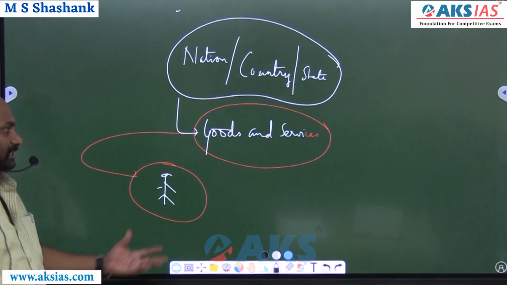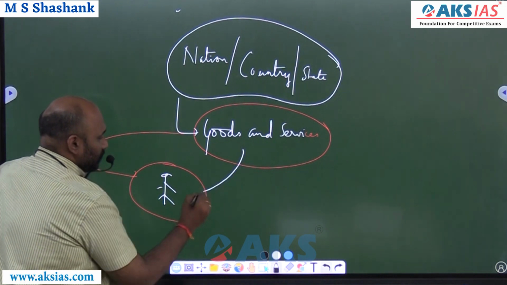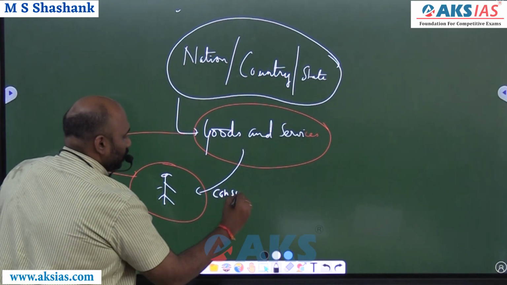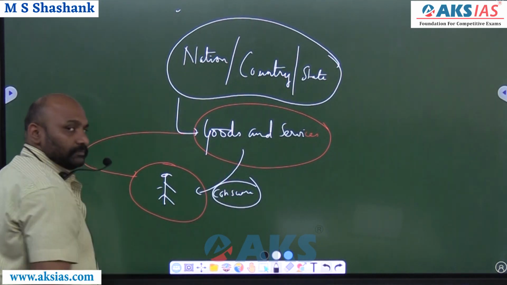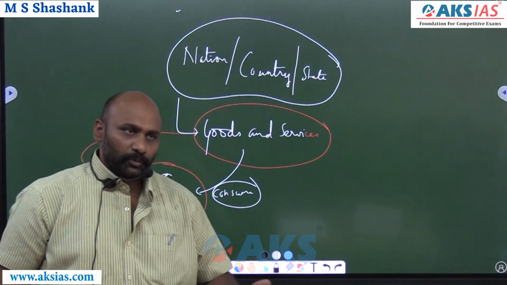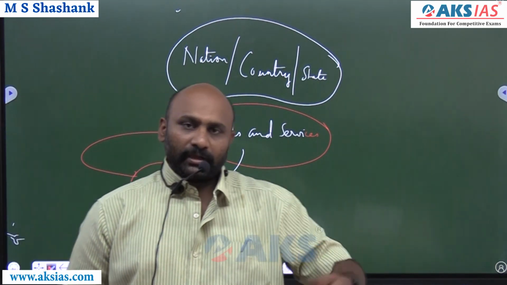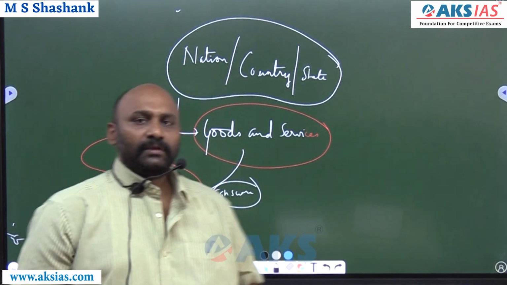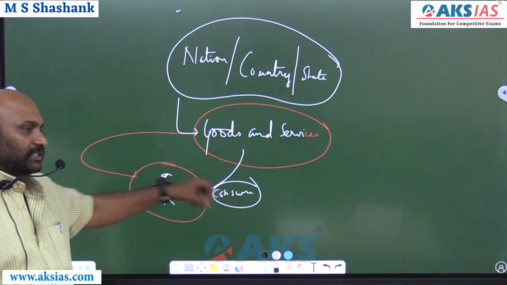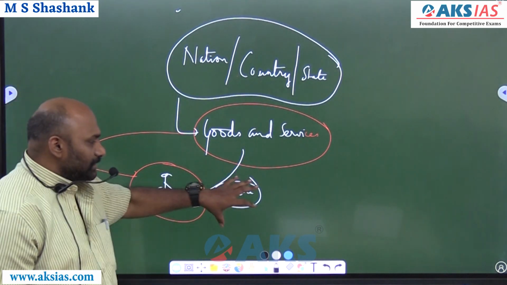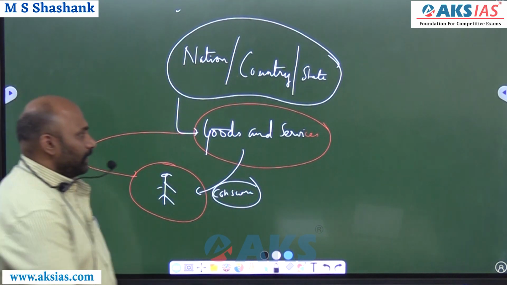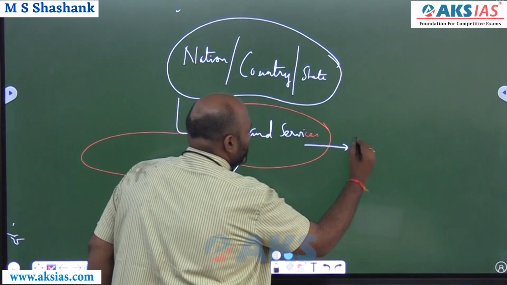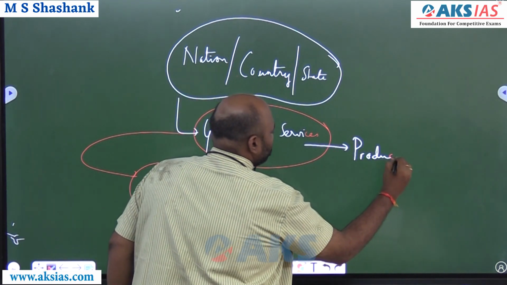So, this person has to consume. He has to eat. He has to study. He needs books. He has to go on a bike. He needs bikes. He needs to invest. He needs money. All these things he needs to consume. So to consume, these goods and services have to be produced.